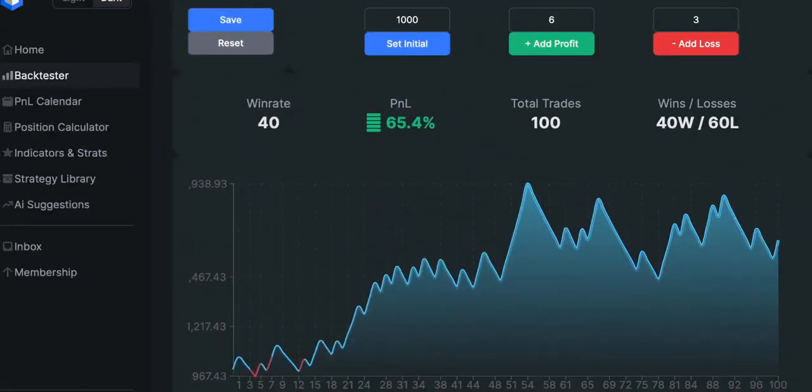Okay, so after testing our system 100 times, we finally have our results. So we started our account with £1,000 and we were risking 3% per trade in order to make 6. Our win rate is not even 50%, it's meant to be 100. We gained 65.4% on our account.